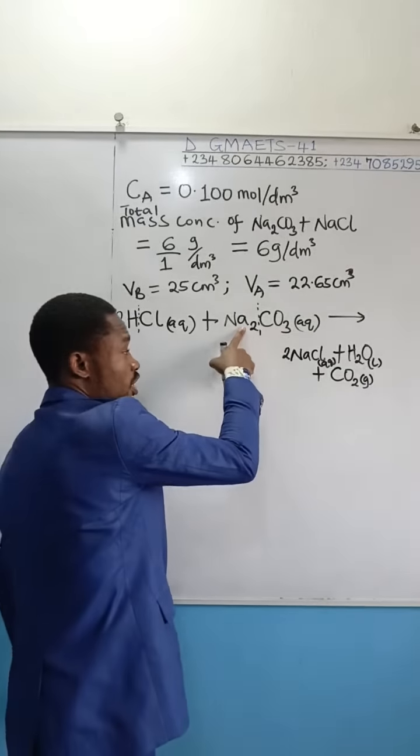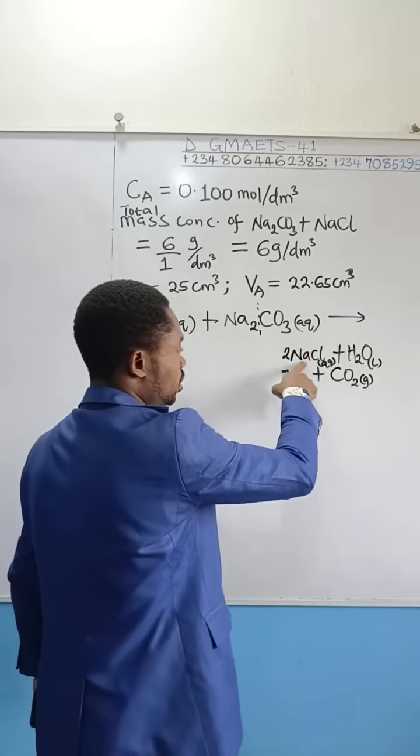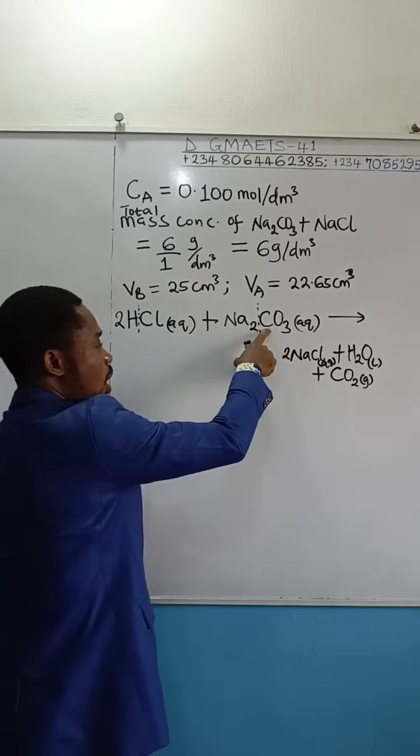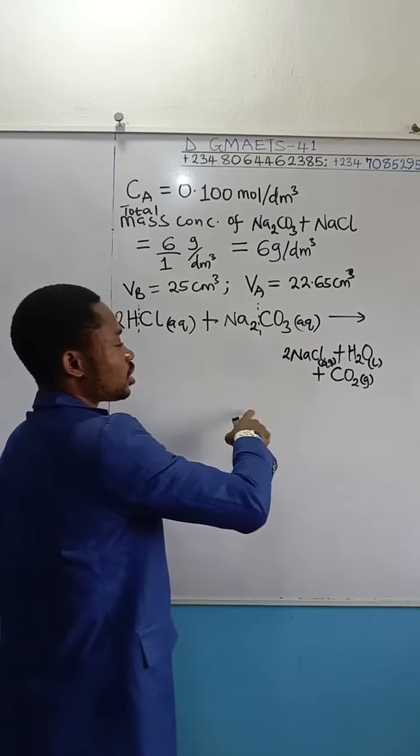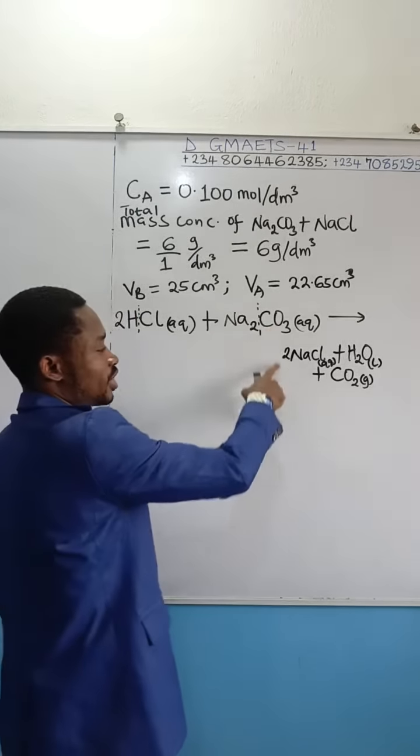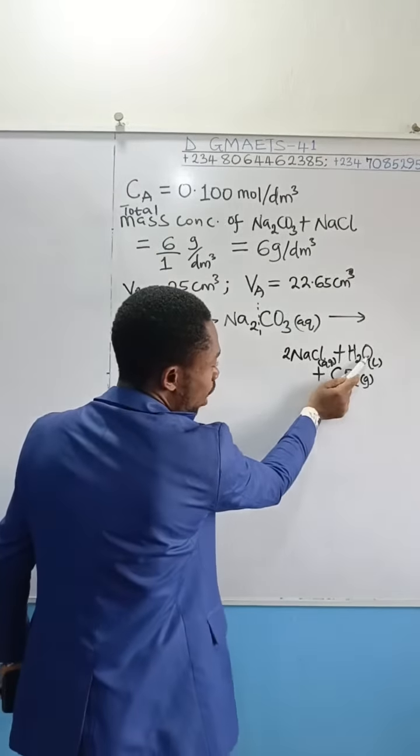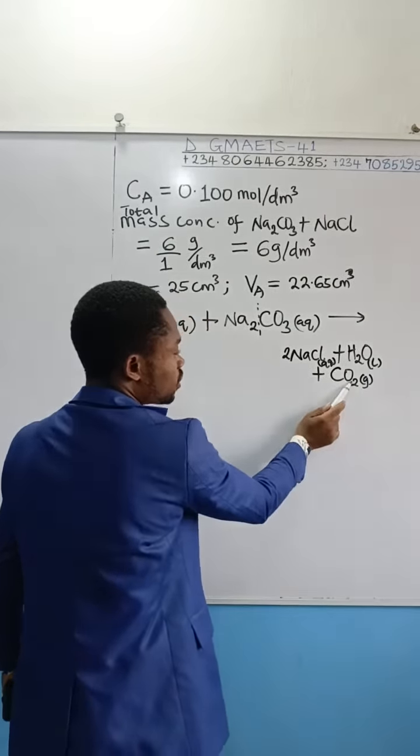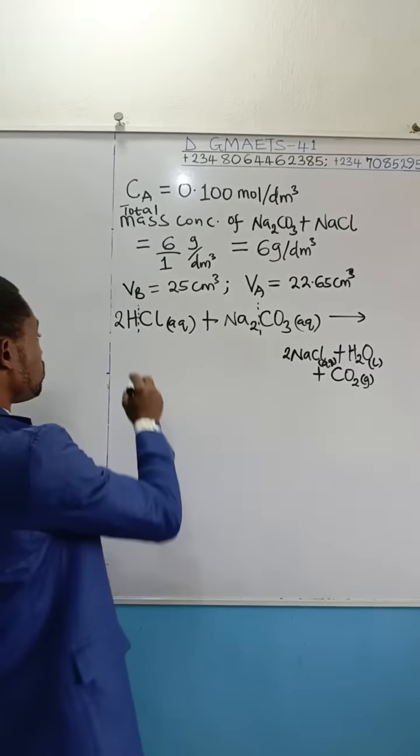Sodium is 2 in the product and 2 in the reactant. Carbon is 1 in the reactant and 1 in the product. Oxygen is 3 in the reactant, and you can see we have 1 oxygen here plus 2 oxygen here, making it 3. So this equation is balanced.